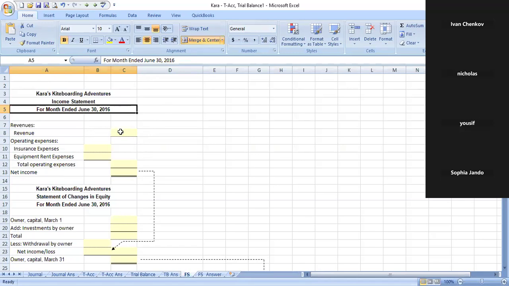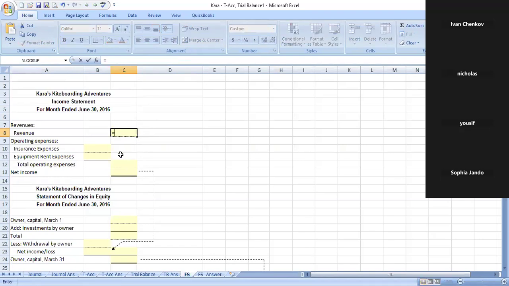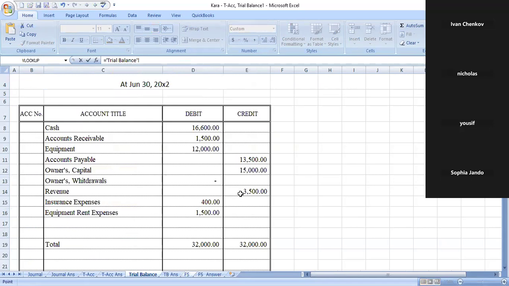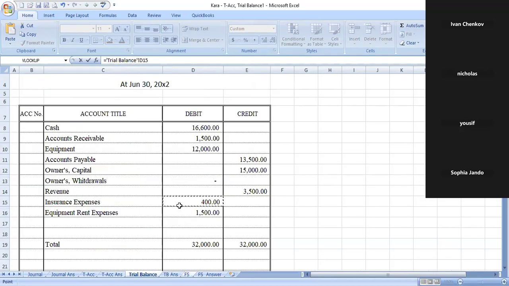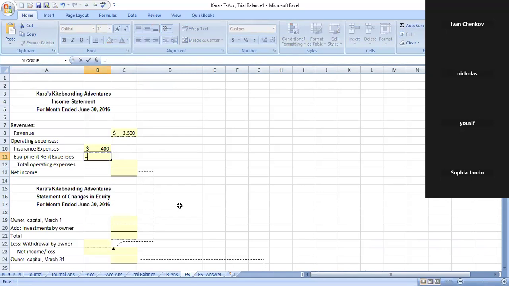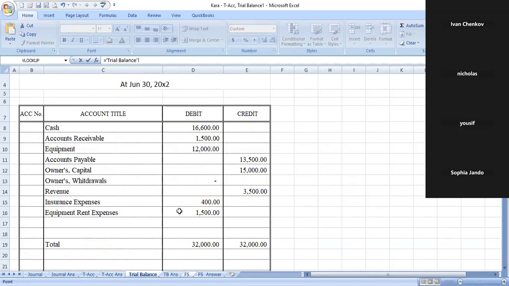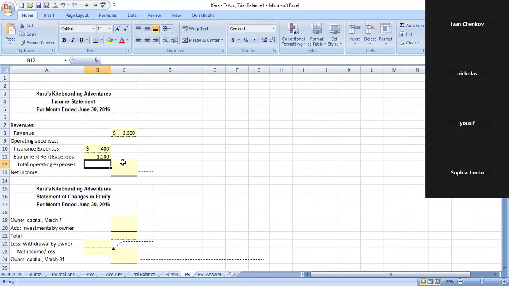So once we do this, what's the first thing that the owner is chasing? Owner wants to know how much revenue I'm generating. So from the trial balance, we're going to extract the revenue and we're going to plug it here. So the revenue is 3,500. But then we have expenses. We pay for the insurance. We pay $400 and we pay for the equipment, $1,500. So my total expenses are 400 plus 1,500, $1,900.